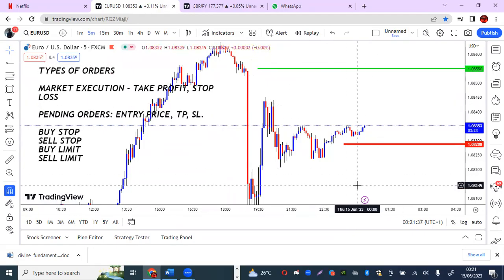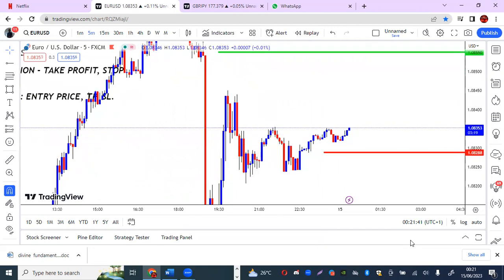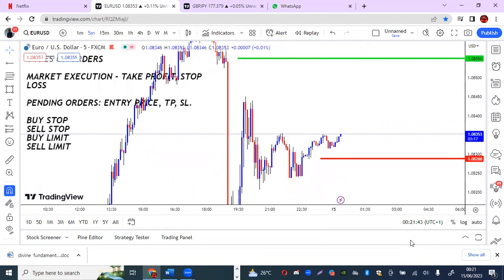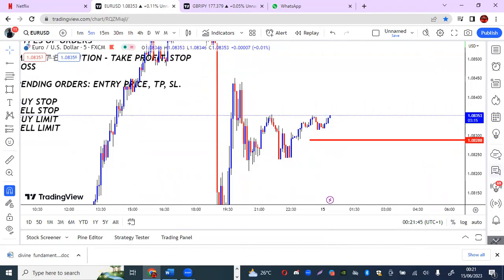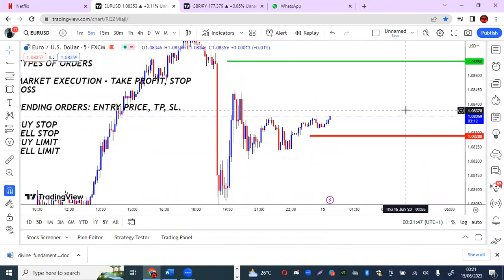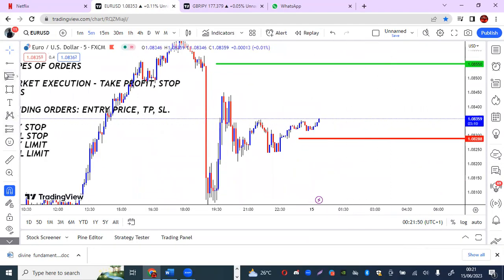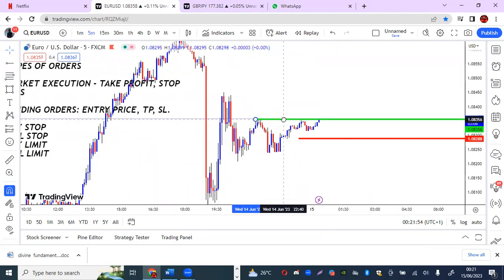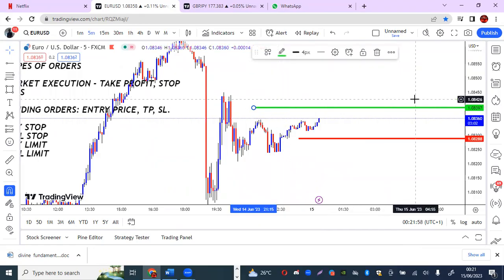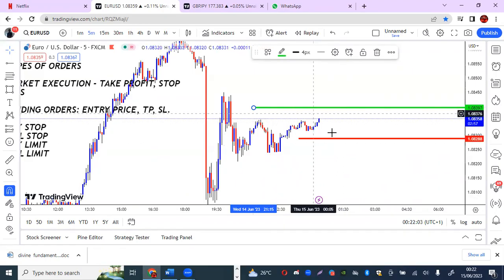These are the orders we have. Pending orders. Now I'm going to describe them using the chart. For the first one, the buy stop, this is the example. Now I did my analysis, but I don't want to enter at this market price. I don't want to enter here. I want to enter this trade when price gets here, 1.08397. So I'll place a buy stop order.